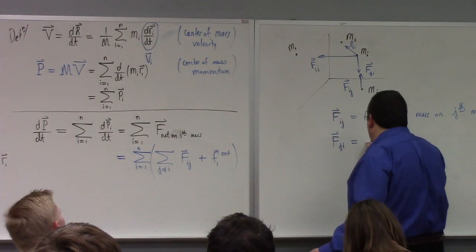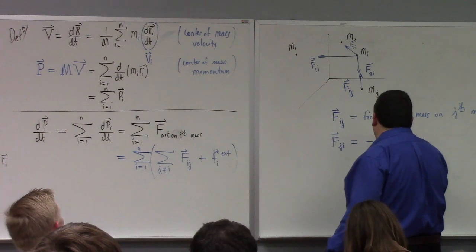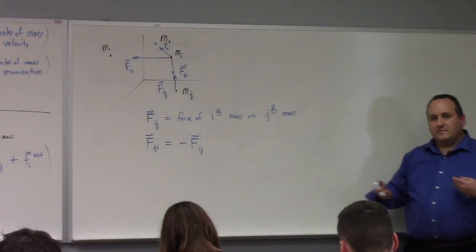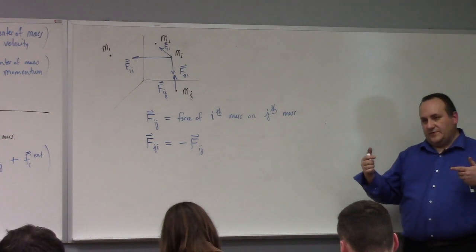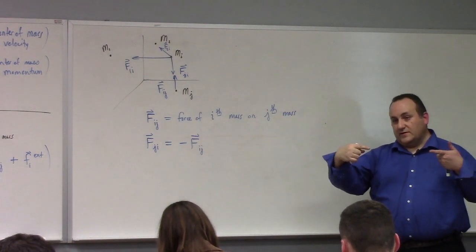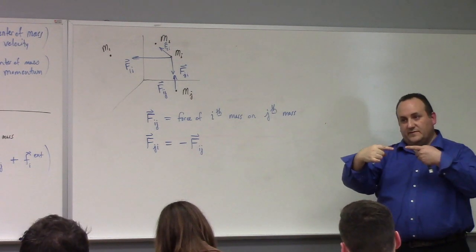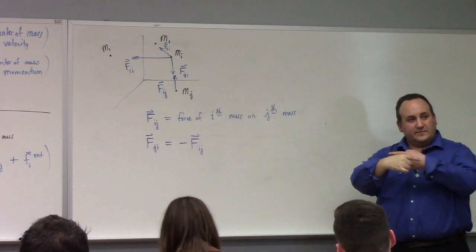So the point is we have Newton's third law, right? And Newton's third law would tell me that Fji is equal to minus Fij, because to every action there is an equal and opposite reaction. So the internal forces have to come in third law pairs. Any internal force of one on the other has a force of the other on the one.